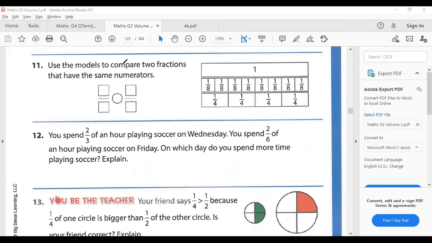Use the models to compare fractions that have the same numerators. We need to get the fraction here and the fraction here and put the symbol between them. This one will be 1 over 8 and this one will be 1 over 4. 1 over 4 will be greater. 1 over 4 is greater than 1 over 8. Excellent. 1 over 4 is just like that and 1 over 8 like that, so it is obvious that 1 over 4 is greater. Excellent. Thank you, Yasin.